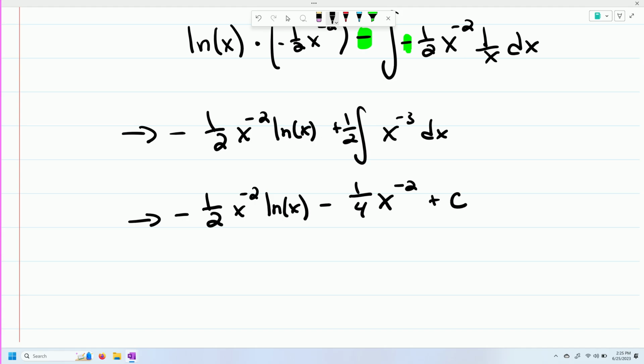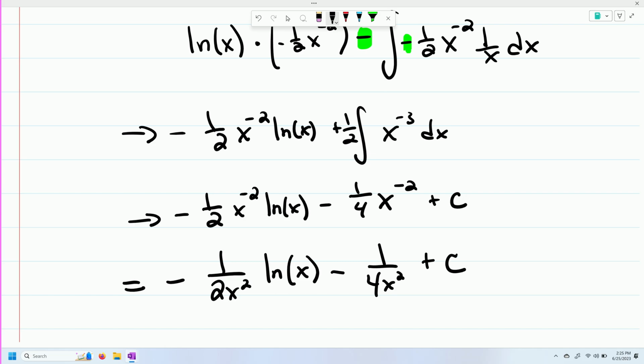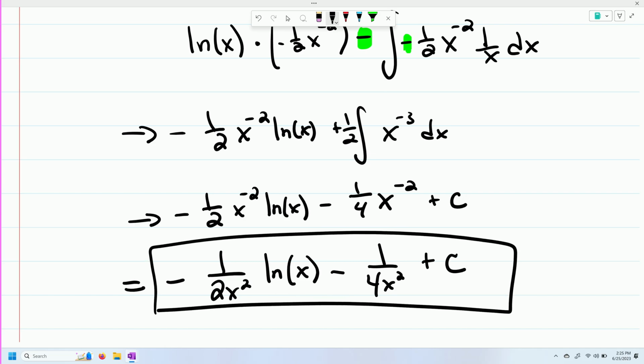And just to clean this up a little bit more, it's going to be negative 1 over 2x squared times the natural log of x minus 1 over 4x squared plus a constant. And there's your answer right there.